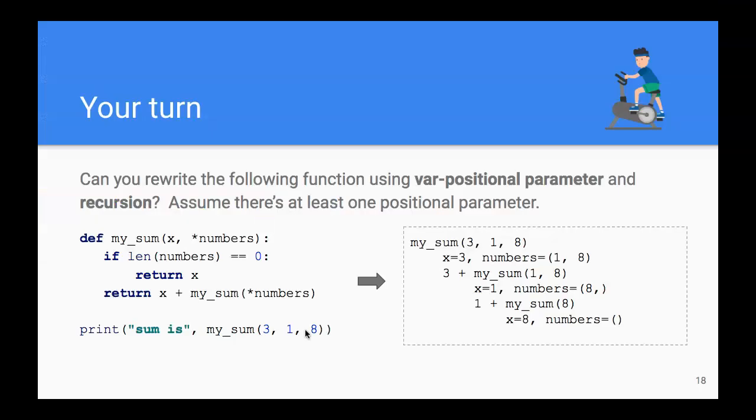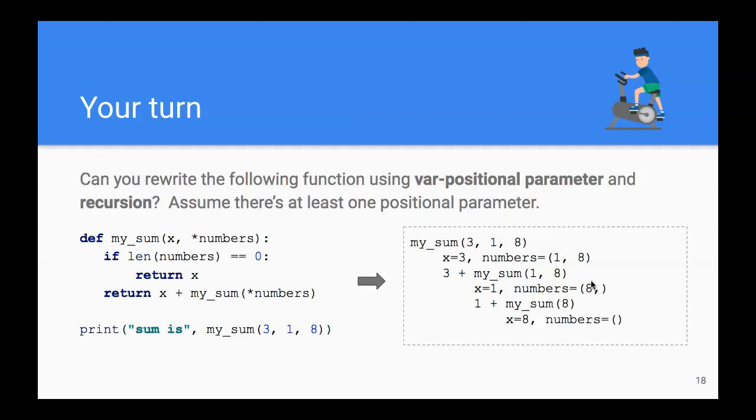And if you're still a little fuzzy about how it works, this will be a step-by-step walkthrough of what happens when we do mySum 3, 1, and 8. So in this case, x would be 3, and numbers would be the tuple 1 and 8. Now, the length of this is not 0, so it returns 3 plus mySum. The argument is 1 and 8, right? We unpack the tuple 1 and 8. So mySum 1 and 8, then x would be 1, and numbers would be the tuple of 8, just a single number here.